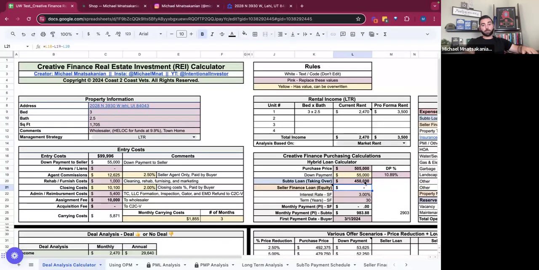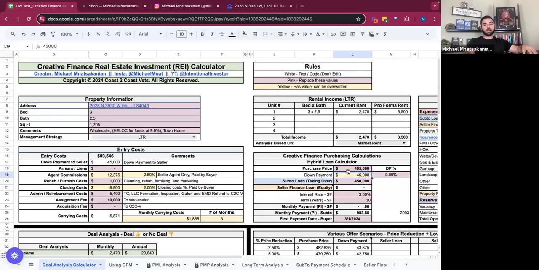In actuality, it probably isn't, because this down payment probably comprises an assignment fee. Maybe there's an agent commission, maybe there isn't. I don't think so because it's off market. Maybe they included closing costs or not. We don't know until they break down the entry costs. We're going to assume that in actuality, you're purchasing this property for 495,000, right? So $10,000 of it is going to assignment fee. So your down payment is only 45,000, but you're going to reduce this purchase price to 495.